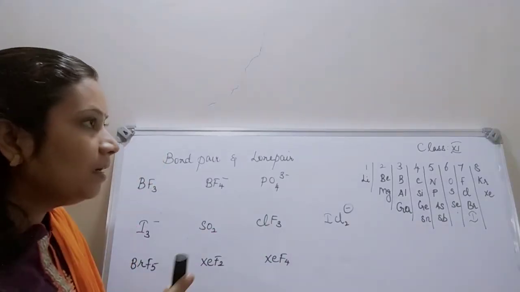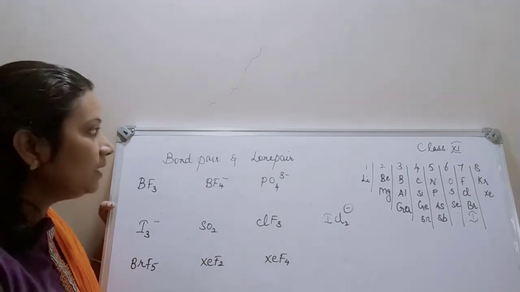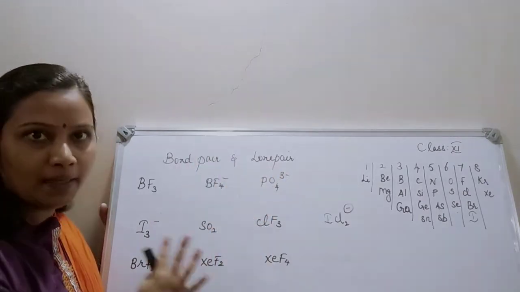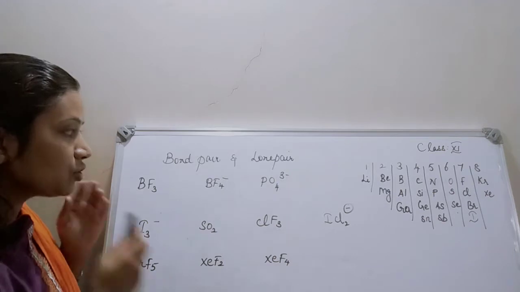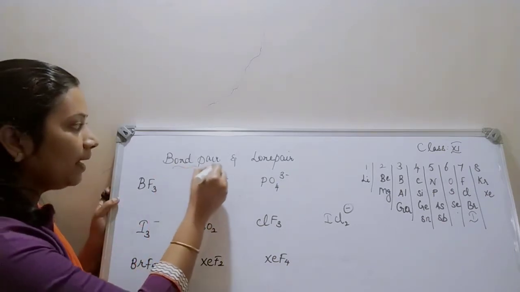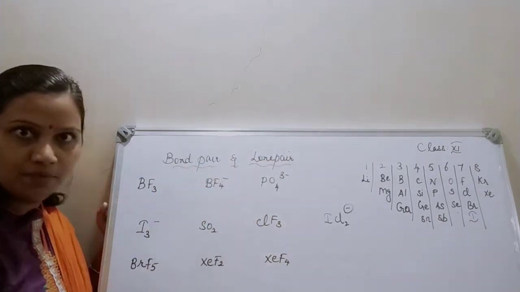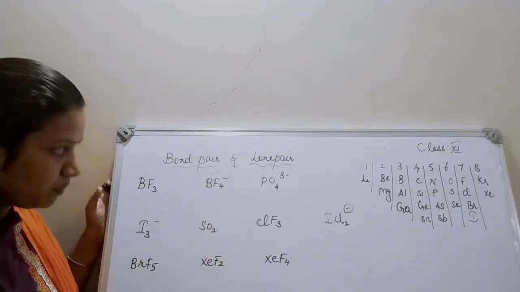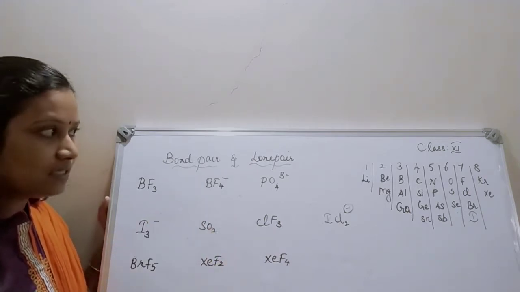Yes children, our next step is to determine the lone pair and the bond pair present in the atoms. This is a shortcut to determine the lone pair and bond pair present in these atoms. I have given many examples, and we'll try to solve all of these.